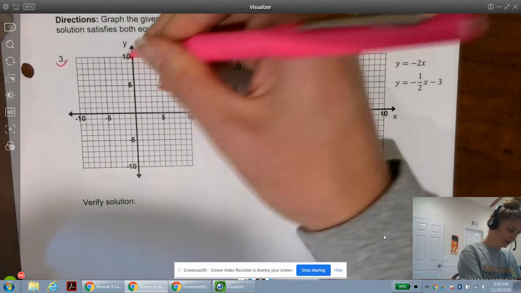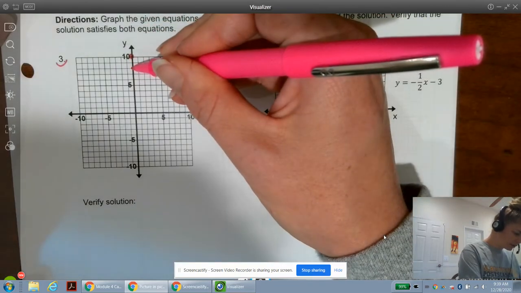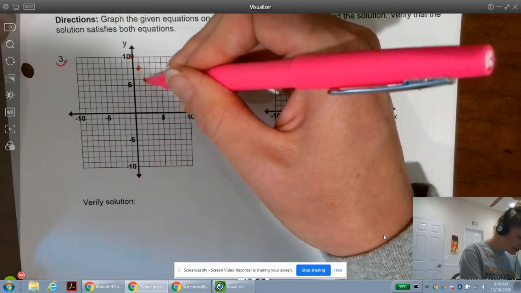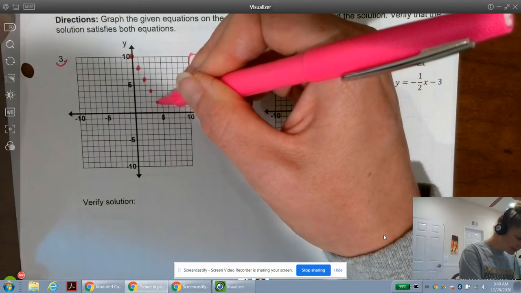10, oh, thank goodness that y-intercept's there. Down to right 1, double check. Yep, we have a negative slope. In this lesson, they just really liked the slope of 2, huh?